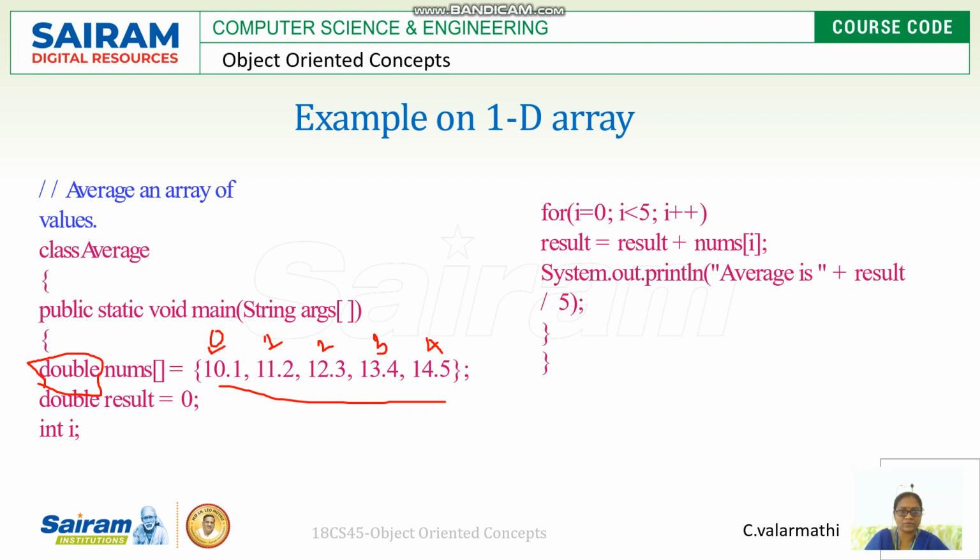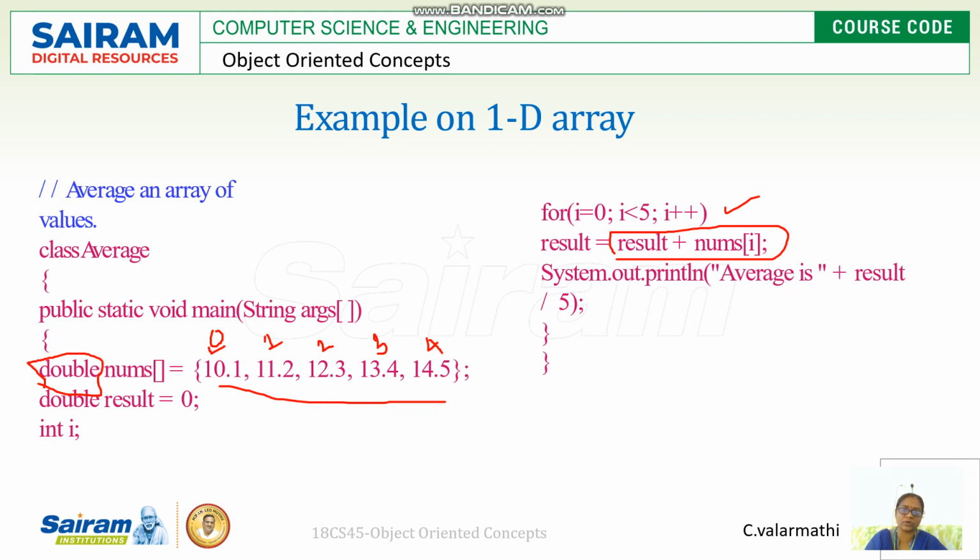Likewise, nums[0] carries 10.1, nums[1] carries 11.2, nums[2] carries 12.3, and so on. Then, using the for loop, for i equal to 0, i less than 5, i plus plus, I am adding the values of this array. So how can we add? result equal to result plus nums[0].